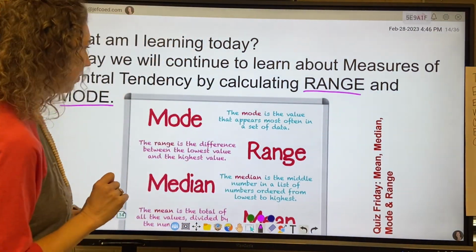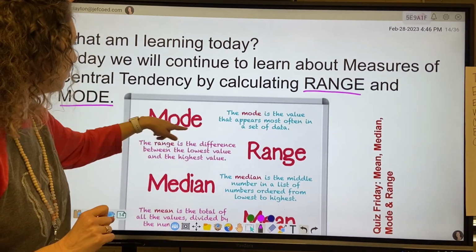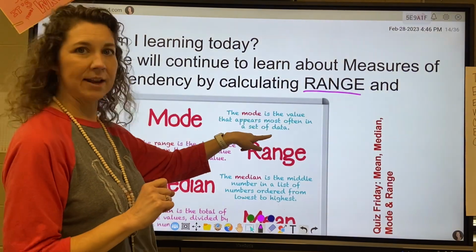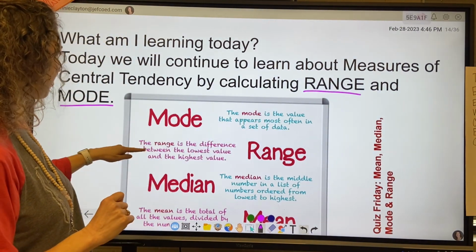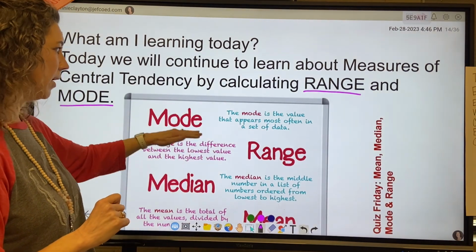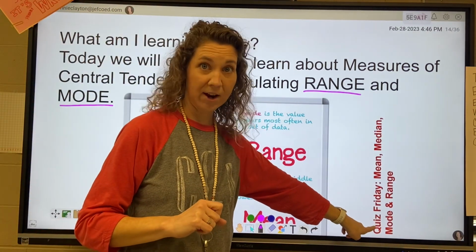All right, so it says here for mode, the mode is the value that appears most often in the set of data. And the range is the difference between the lowest value and the highest value. Those are the two things we're gonna focus on today. We have a quiz on this on Friday.